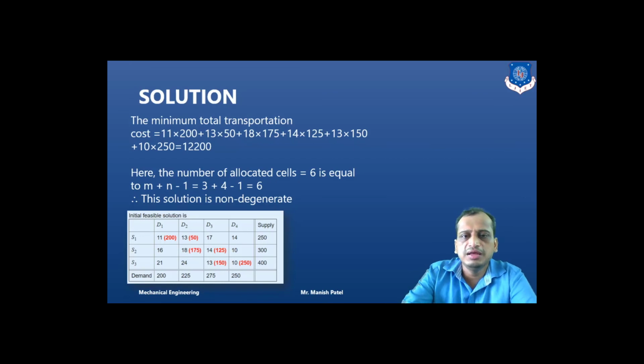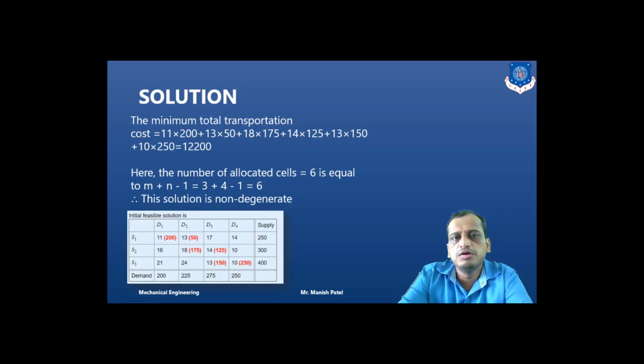Again, we multiply the cost with the allocation, meaning 11 into 200 plus 13 into 50. Where do we get this? We get it from here. 200 multiplied by 11, 13 into 50, 175 into 18, and accordingly we will get the answer of 12,200. So from the northwest corner method and the least cost method, we have arrived at the solution of 12,200. Clear? So in this way, we can solve transportation problems with the help of two methods.